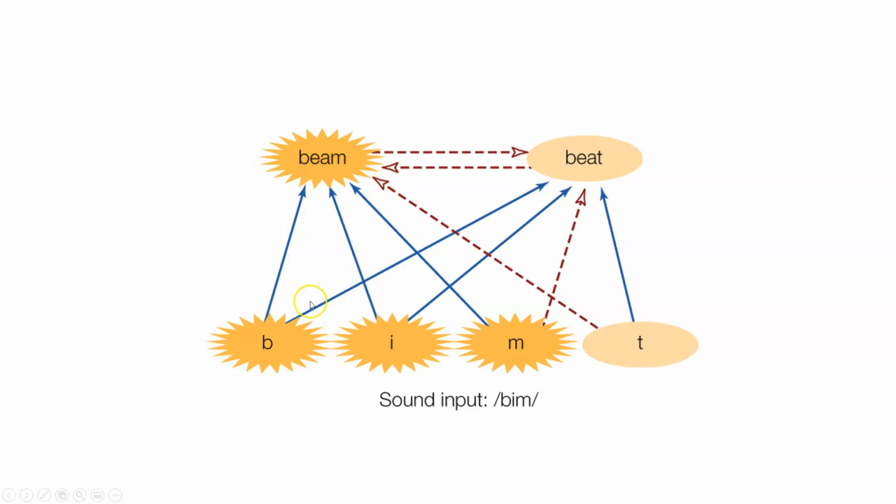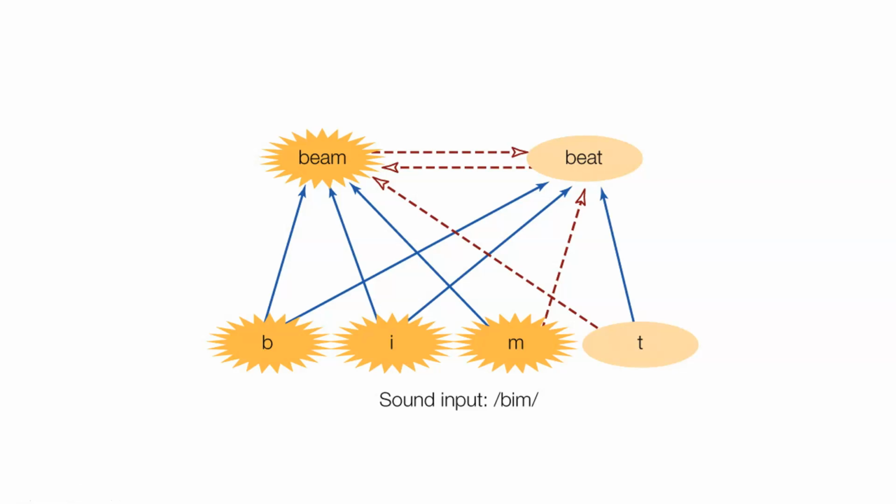So you can see that we've got some excitatory connections from b, e, trying to activate b, e in beat, but because we've got inhibitory connections here from the and from the whole word beam that stop this word from being activated, similar sounding words are not activated in your brain.